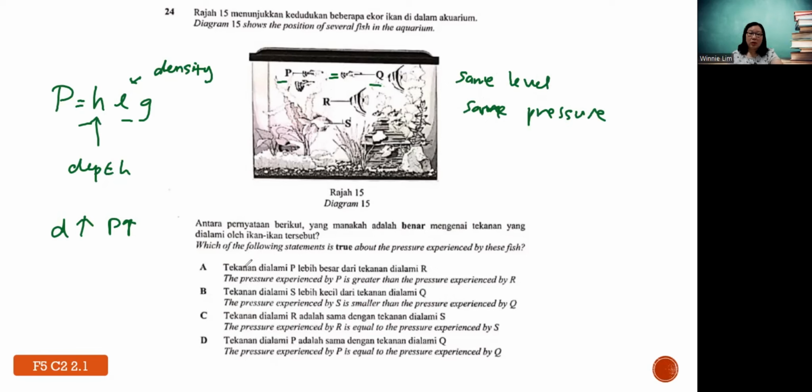Now we see the options. Which of the following is true regarding the pressure experienced by these fish? The pressure experienced by P is greater than R, wrong. It's the other way around. Then the pressure experienced by S is smaller than Q, also wrong. The pressure experienced by R is equal to S? R and S are not at the same level, so not correct. The pressure experienced by P and Q is the same because they are at the same level, so the answer is D.